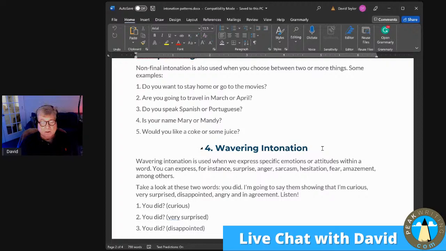And here's wavering intonation. So let's go back here and let me see if there are any questions about intonation. Brandon, how's it going? Did you have any questions about intonation before we move on? Falling intonation, the most common. Rising intonation used especially with questions. Non-final intonation used with complex sentences with beginning and end parts. And then the one that you really have a hard time keeping track of, wavering intonation, where you vary a lot of things in order to express emotion.